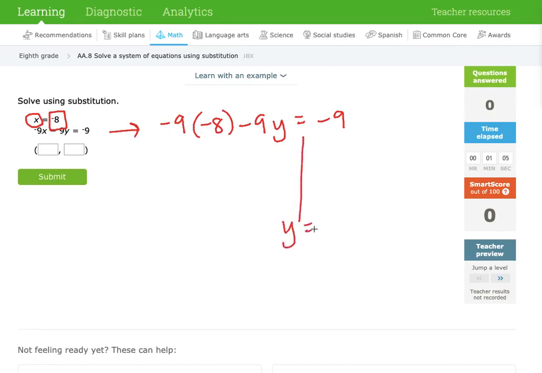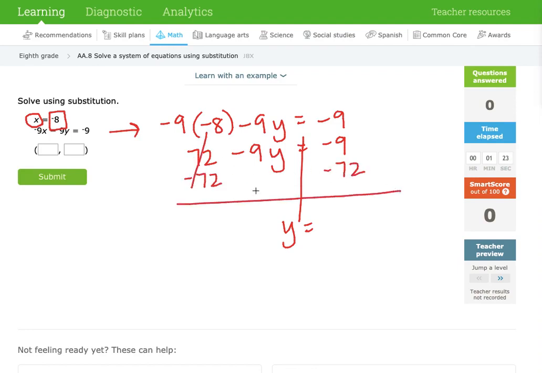You're going to still solve for y. Negative 9 times negative 8 is positive 72, minus 9y equals negative 9. You're going to want all your numbers on the right-hand side. This is positive 72, so you're going to subtract 72. So you end up with negative 9y equals, this is negative 81.